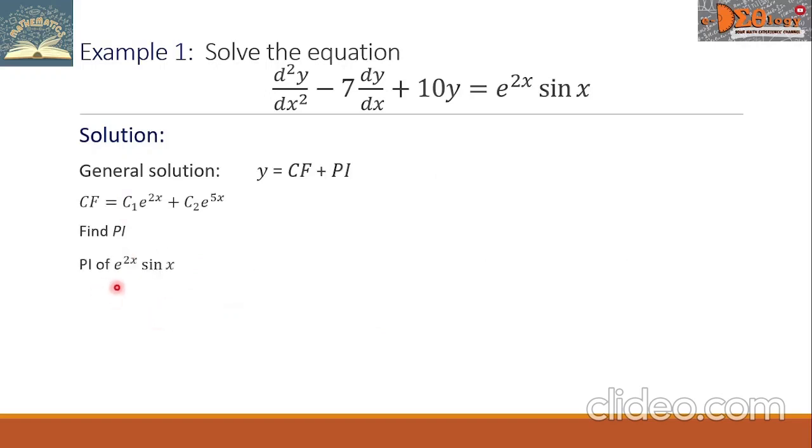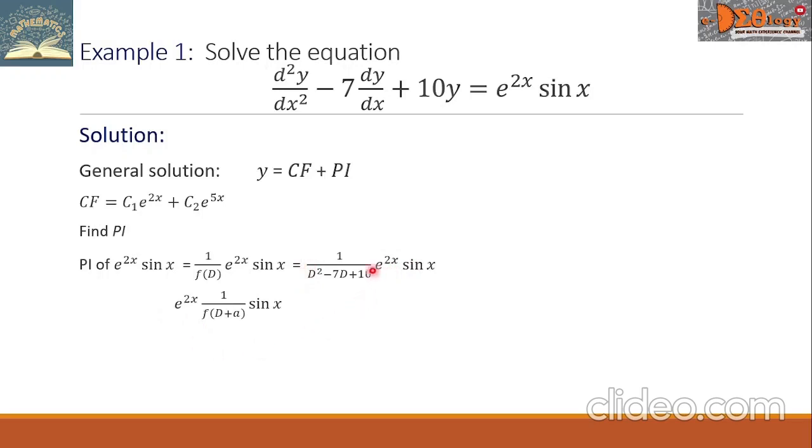So the PI of e raised to 2x times sine x, we have this formula: 1 over f of D times e raised to 2x times sine x. We write the value of f of D, using the operator, as D squared minus 7D plus 10. Next, we rewrite this equation, writing the e raised to 2x in the front. So it becomes like this.